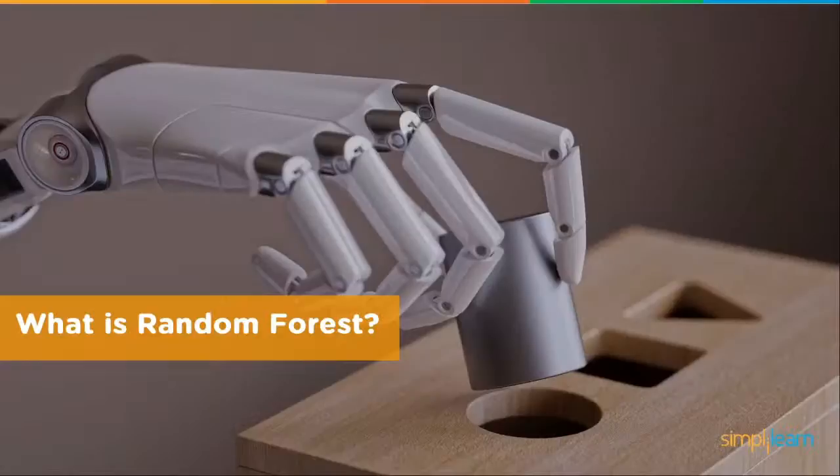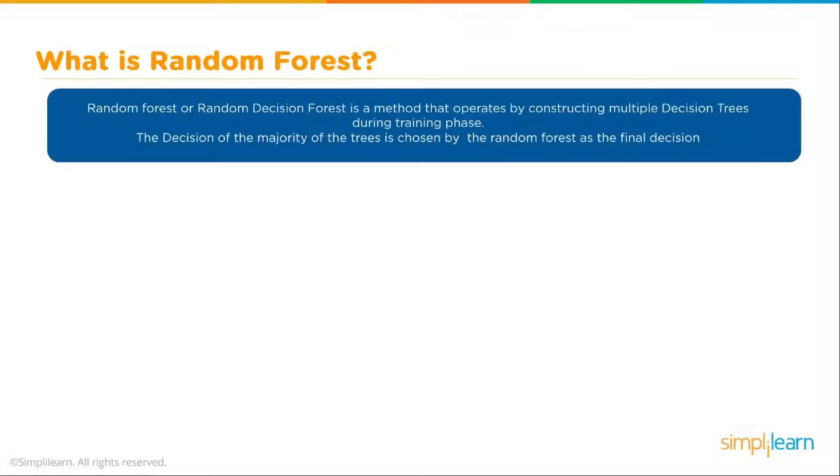Let us dig deep into the theory of exactly how it works, and let's look at what random forest is. Random forest, or random decision forest, is a method that operates by constructing multiple decision trees. The decision of the majority of the trees is chosen by the random forest as the final decision.